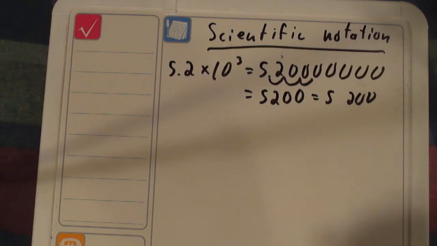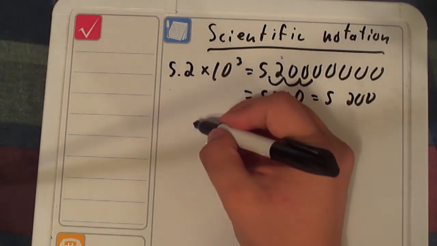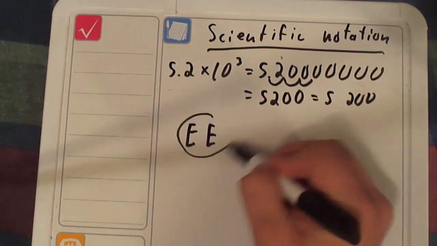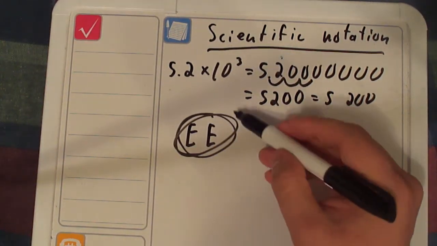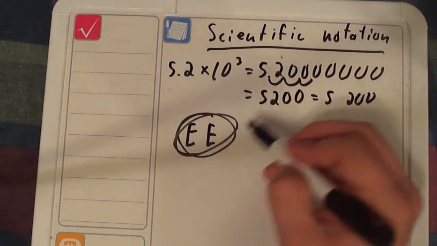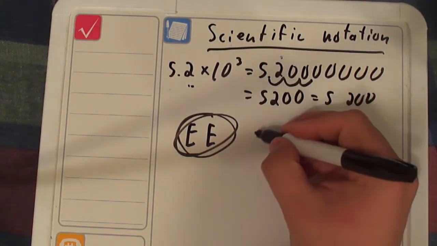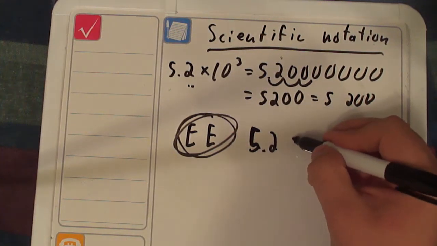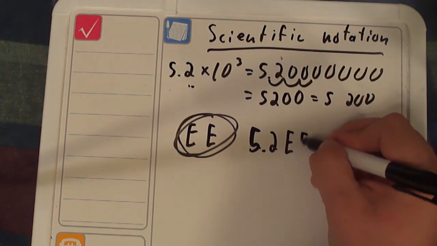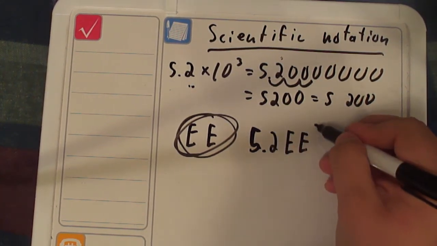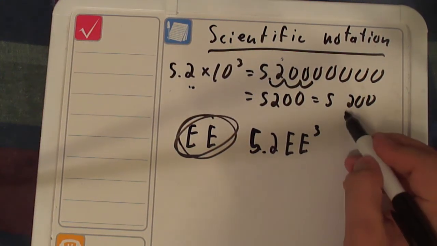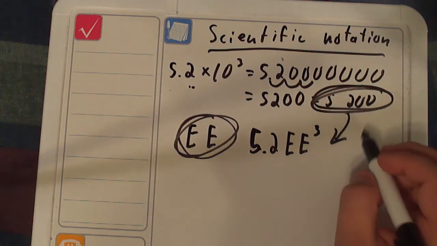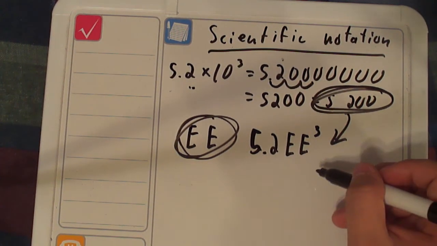Anyways, on your calculator, you're going to have something that's like E on it. Putting that in means you're then putting in scientific notation. So if you were to put this into your calculator, you would put 5.2 E to the 3, and that should get you this number. Should get you that number.